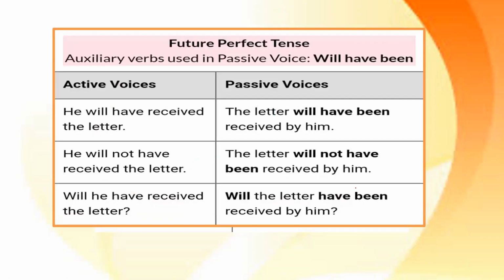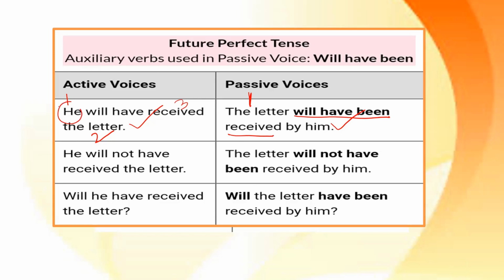And future perfect tense. See the first example. He will have received the letter. The subject is he and the object is the letter, and you can also see received is the main verb. So in passive voice, the letter, which is the object in active voice, is the subject here. The letter will have been. This is the helping verb. And received is the past participle form of the verb receive, by him.